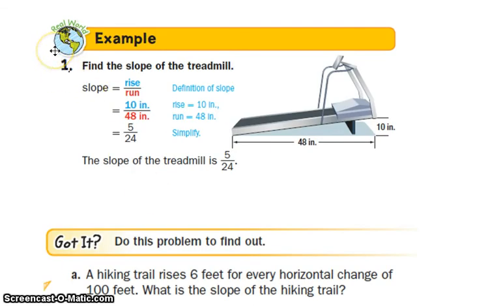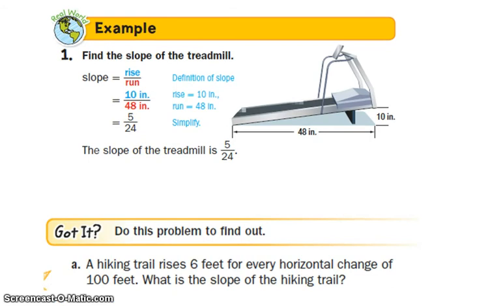Okay, let's look at example 1. It says, find the slope of the treadmill. All right, so we start with rise over run. Our rise right here, you can see, is 10 inches. So 10 goes on top. Our run, which is our horizontal change, is 48. So we just make a fraction out of it, 10 over 48. And then, of course, we have to reduce. So our slope is 5/24.